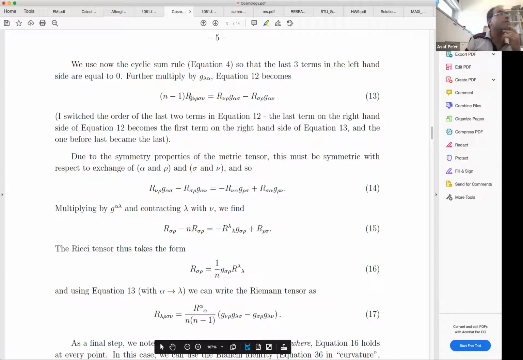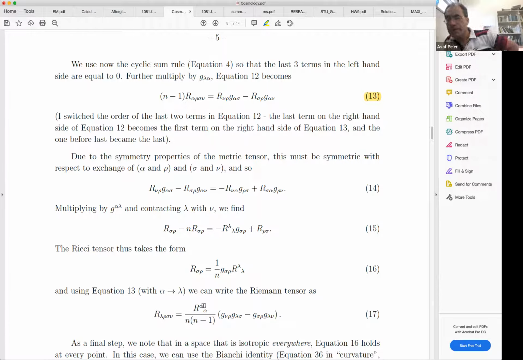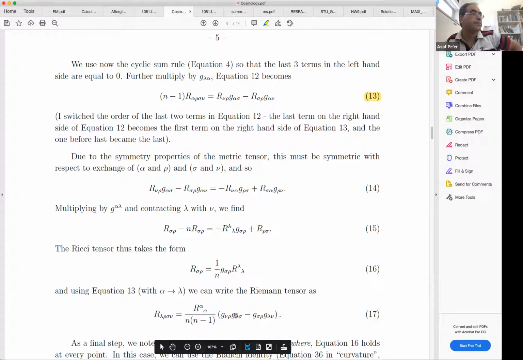Right? What I did here, I just replaced the alpha in equation 13. I replaced the alpha with a lambda. So every time there is an alpha here, there is a lambda, because I wanted to keep the alpha for the dummy index for the Ricci tensor. So I had an R nu rho. Every time there was a sigma, I replaced it with a nu. So that's why I got the G nu rho here. And the G lambda sigma is just the G alpha sigma that is here when the alpha was switched into a lambda.